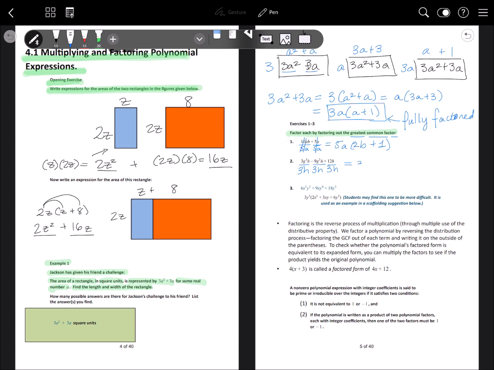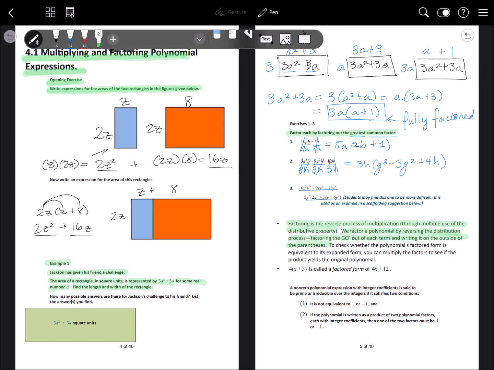Similarly for number 2, notice how 3 and h are in common between all the different terms. You may want to pause and just see for yourself if you agree that's the greatest common factor, the largest number that goes into both. As I divide out each term by that greatest common factor, I'm left with 3h times the quantity g squared minus 3g squared plus 4h. Looking at this last one, you'll see that I've given you the factorization. Use that as an opportunity to test yourself and see if you understand the factorization.